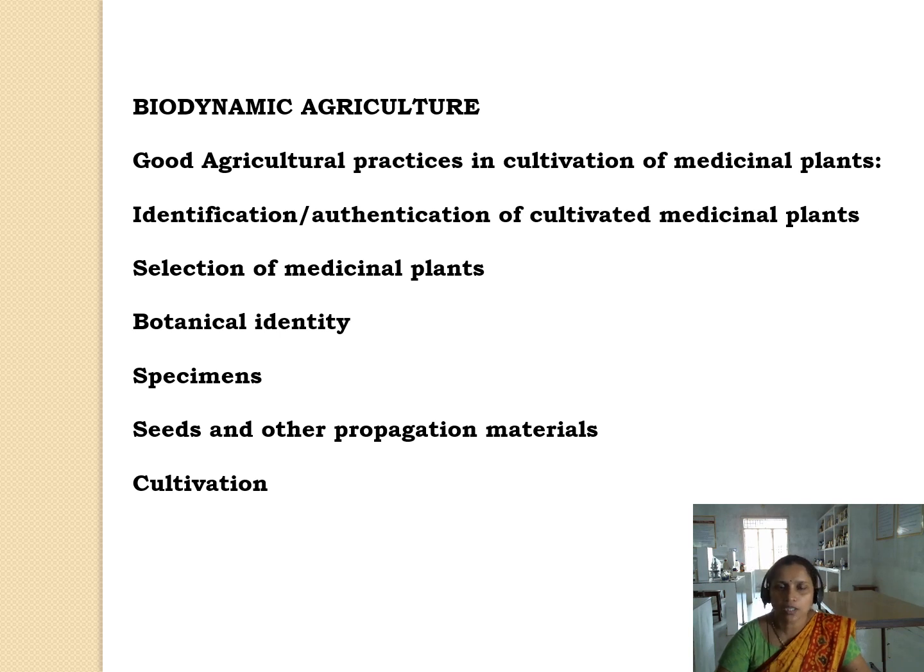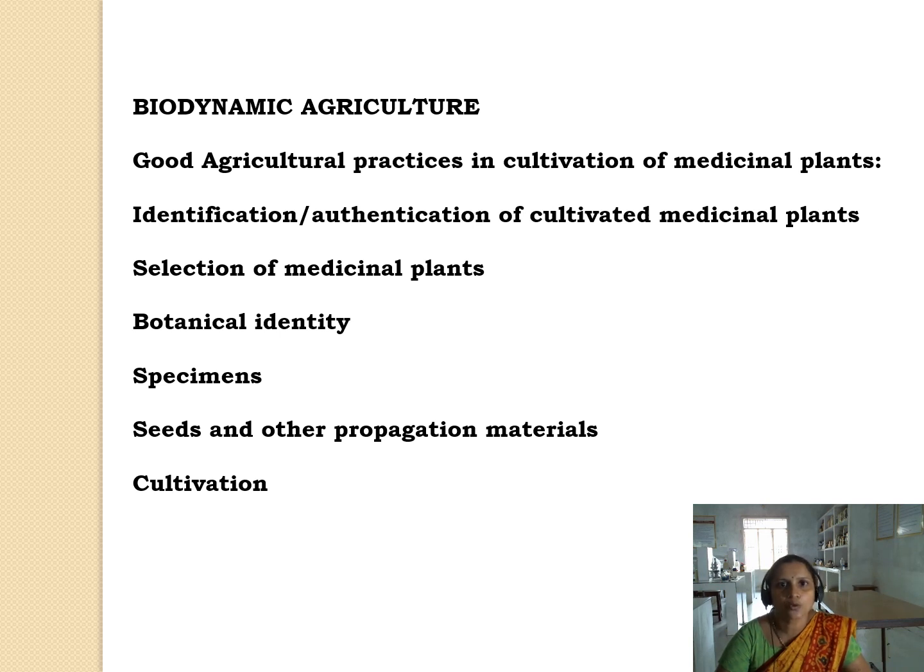The next aspect is botanical identity. The detailed botanical description, like scientific name, subspecies, variety, author and family of each medicinal plant under cultivation, should be verified and recorded. Specimens: in the case of first registration in a producer's country, a voucher botanical specimen should be submitted to a regional or national herbarium for identification.